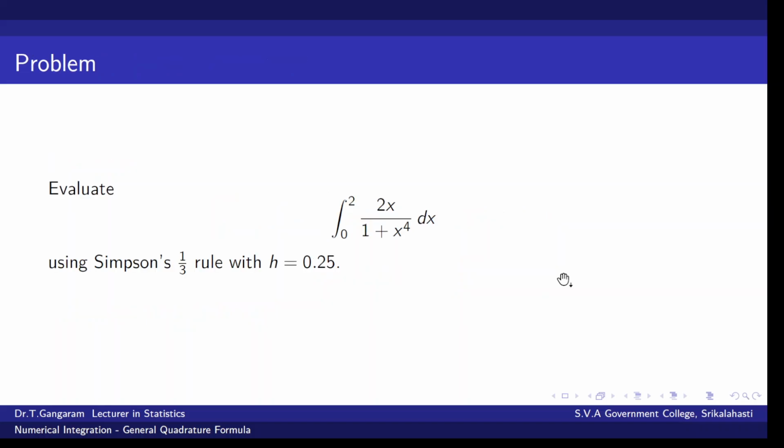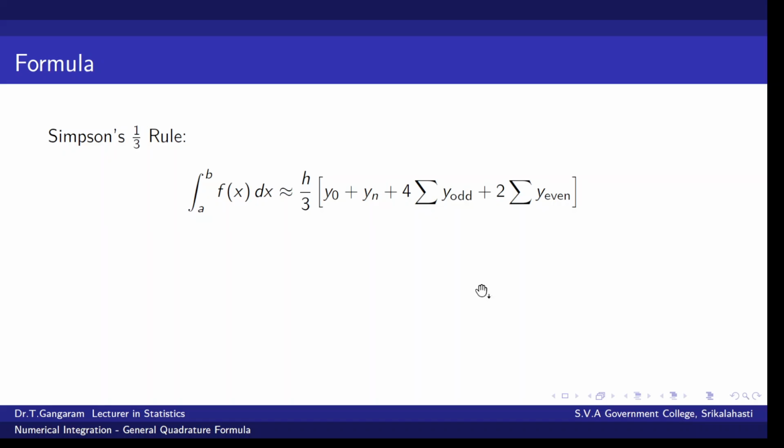Evaluate the integral from 0 to 2 of 2x by 1 plus x power 4 dx by using Simpson's one-third rule with h is equal to 0.25. Here, in the examination itself, they give the interval of difference as h is equal to 0.25. If it is not given, we need to decide the number of intervals first, and by using the formula h is equal to b minus a by n, we can find the h value.